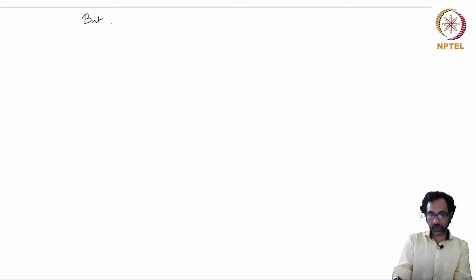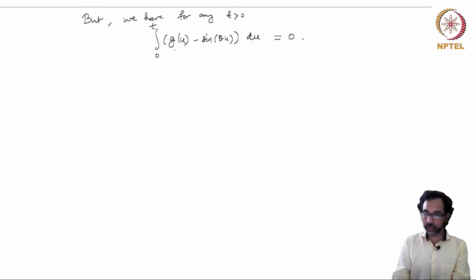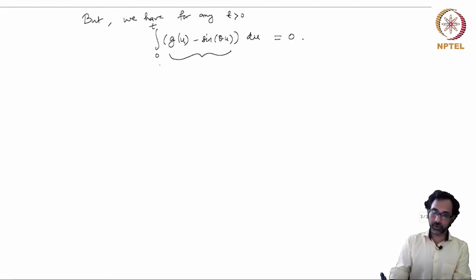But note that we have this following nice property. We have that the integral from 0 to t, so this is for any t positive, of the difference g(u) minus sine theta u du, is going to be 0 because the difference is only non-trivial at just one point. So these kinds of functions whose integral from 0 to t is equal to 0 are an example of a so-called null function.